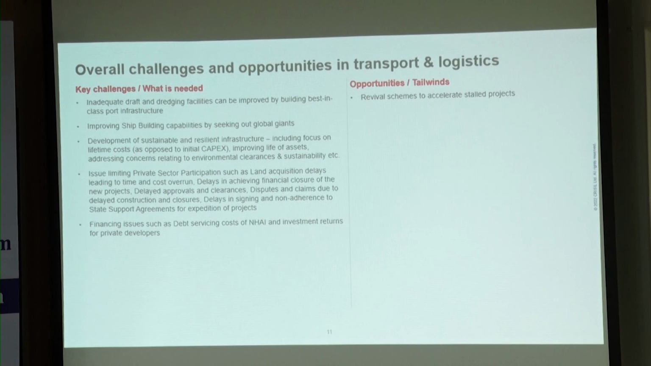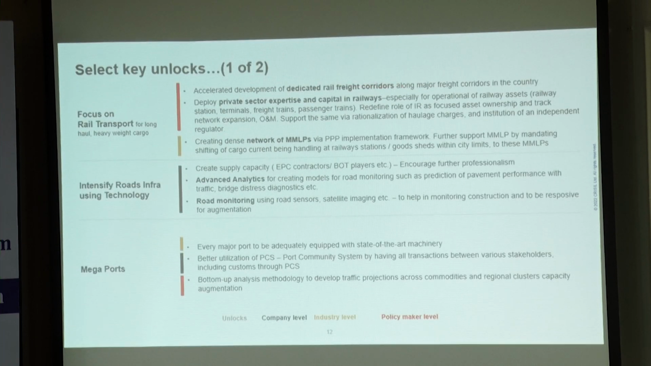I probably have the slides which are there. These go one step further on what unlocks are needed at a company level, at an industry level, and at a policy maker level. Because at the end of the day, there are bottlenecks being faced at each individual level, and those unlocks need to happen. I'm conscious of time, so I'm not taking you through each of those.